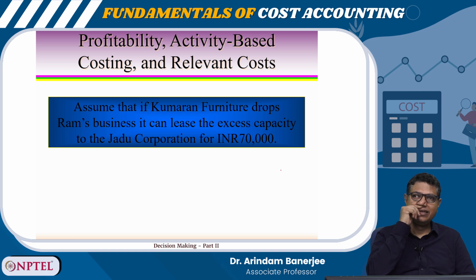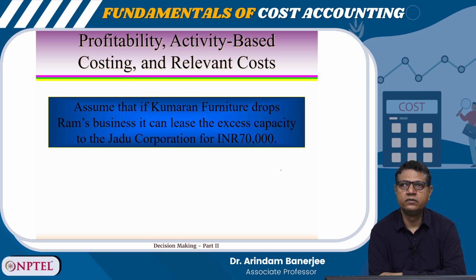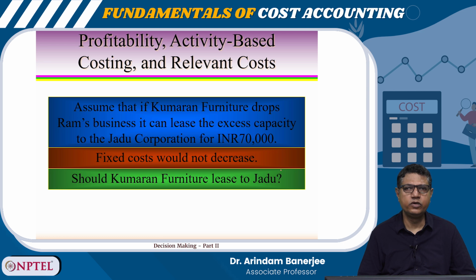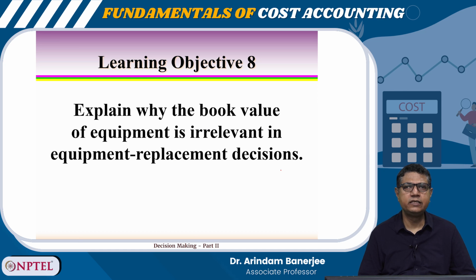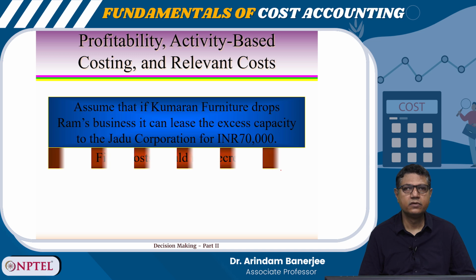Now suppose if it drops Ram's business, it can lease the excess capacity to Jadu Corporation for 70,000. In such a case, fixed cost would not decrease. Should Kumaran Furniture lease to Jadu? This is the question I need to answer. This depends on what incremental revenue the excess capacity is going to bring.